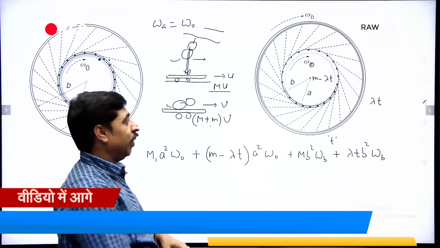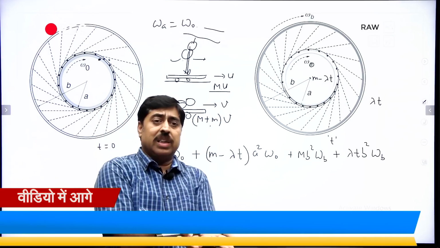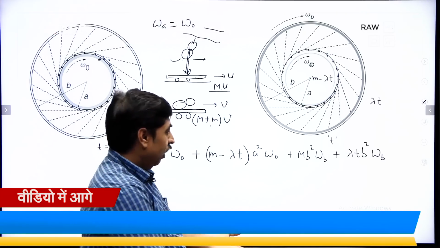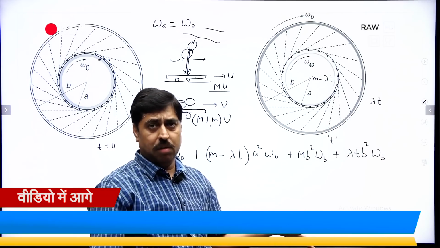This is angular momentum for drum only. This is angular momentum for the sand particles which are still sticking to the inner wall of this drum. This is angular momentum of the outer drum.